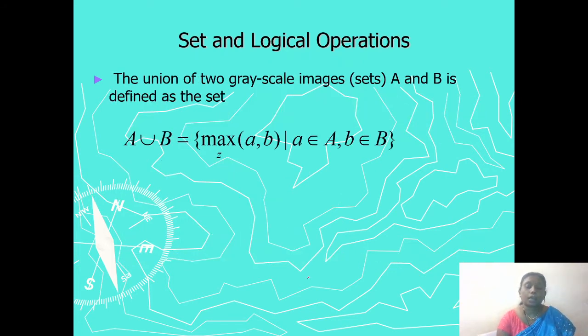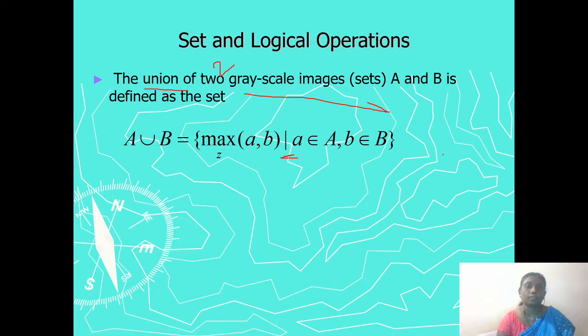Next, set and logical operations are the union operation. You know very well about this too. So the union of two grayscale images, two sets A and B, is defined as A union B. This is the maximum of z of a comma b such that a belongs to A and b belongs to B. This is the definition for the union of two grayscale images.